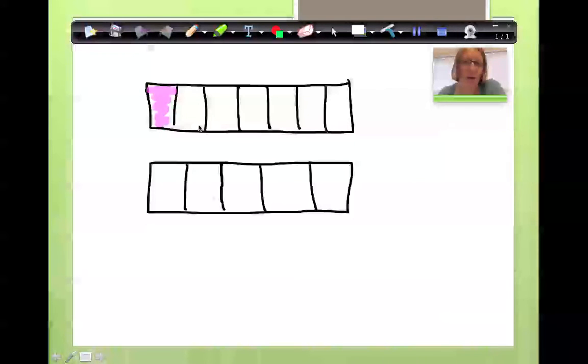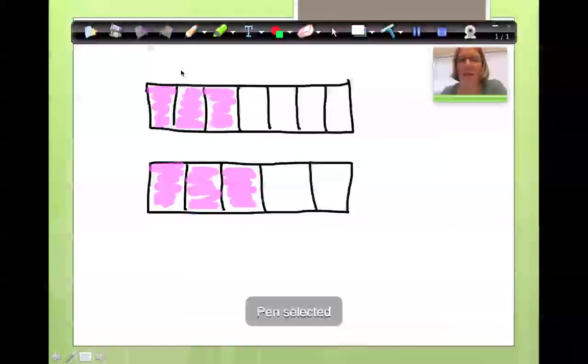1, 2, 3. 1, 2, 3. Now let's write the fractions of our shaded regions. So this one would be 3, 1, 2, 3, 4, 5, 6, 7, sevenths. This would be 3/5.